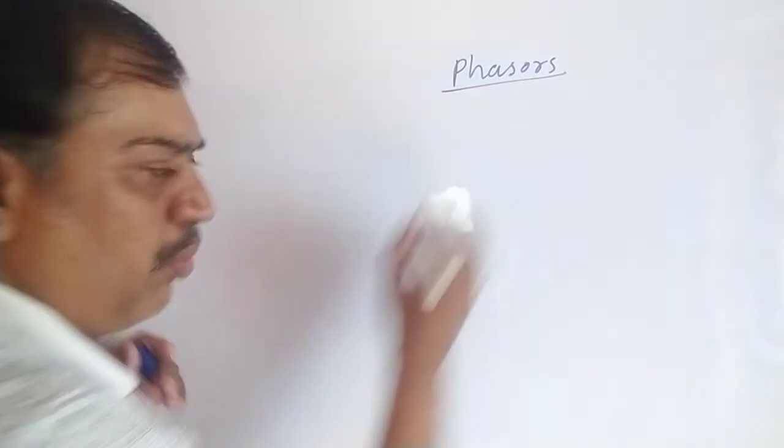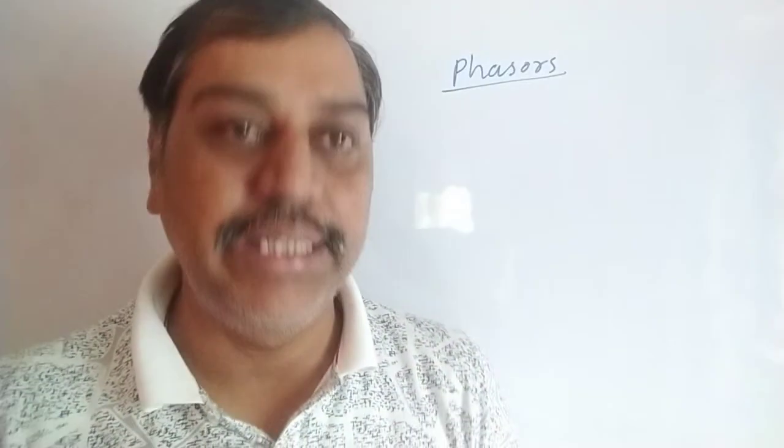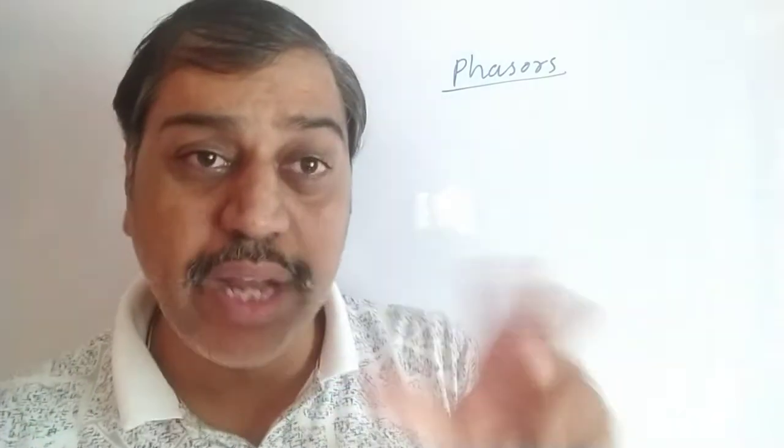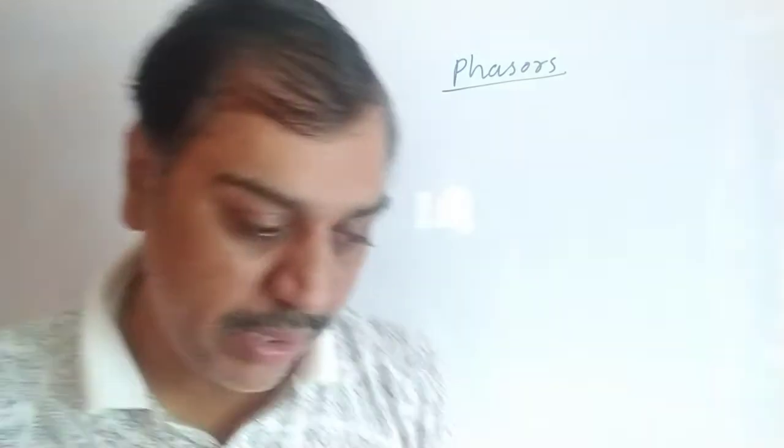Phasors are nothing but what? The EMF and voltage. EMF means voltage. EMF and current are represented in terms of rotating vectors, and those rotating vectors are said to be phasors, and the diagram which gives the rotating vectors is said to be a phasor diagram.